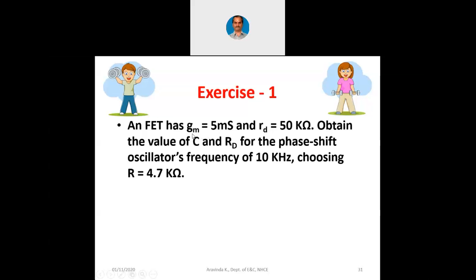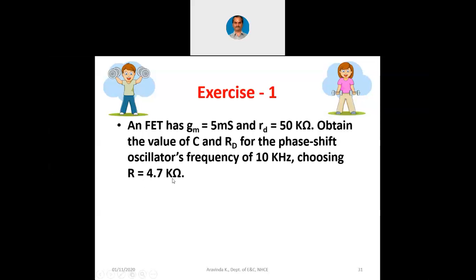An FET has gm equals 5 millisiemens and small rd equals 50 kilo ohms. Obtain the value of C and capital RD for the phase shift oscillator's frequency of 10 kilohertz, choosing R equals 4.7 kilo ohms. My dear students, can you quickly work out this problem? I'll be waiting. You'll have to find out the value of C.